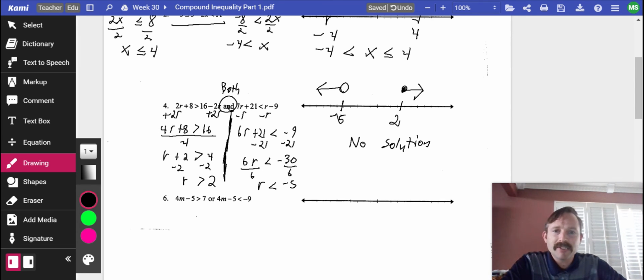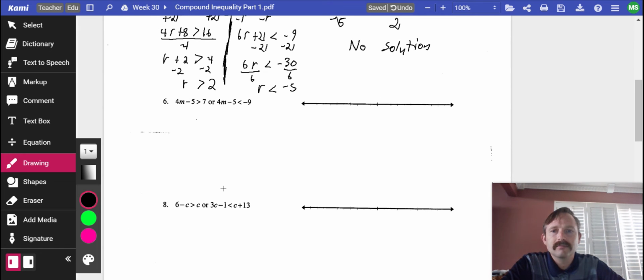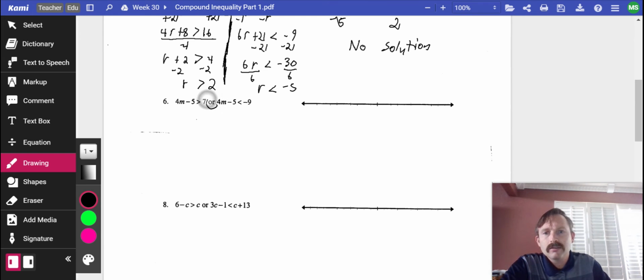All right, let's go on to number 6. Now this one is an "or", so let's circle that "or". So it has to be one or the other, or it could be both. But it doesn't have to be both. It could just be "or".